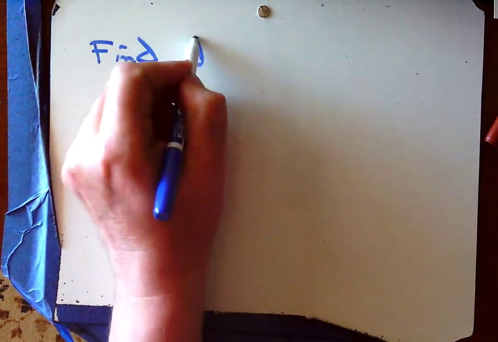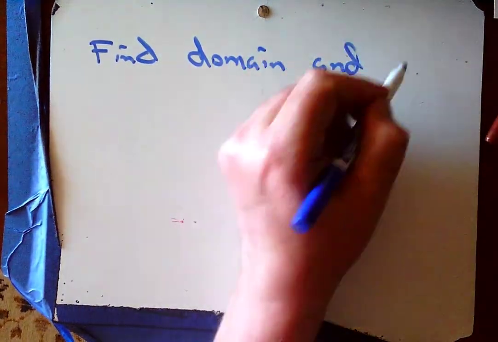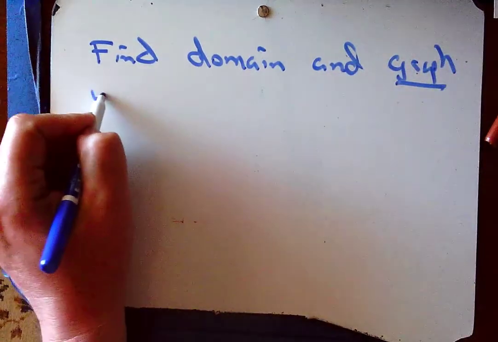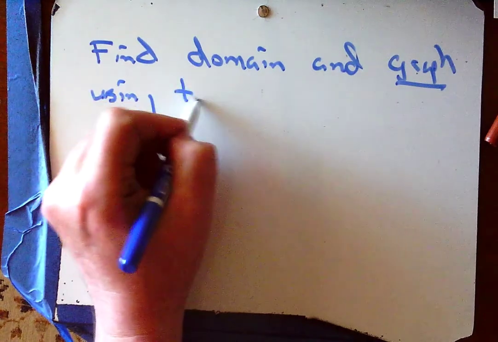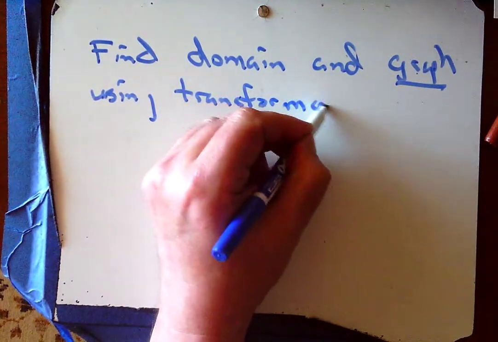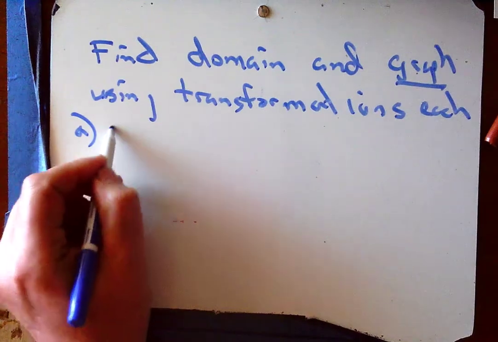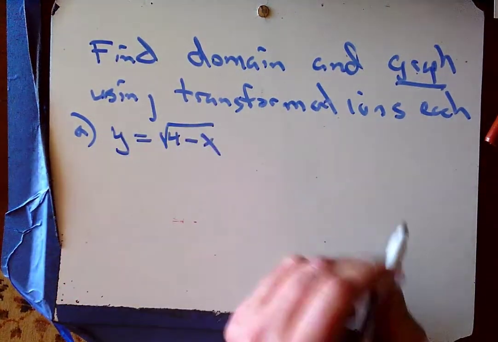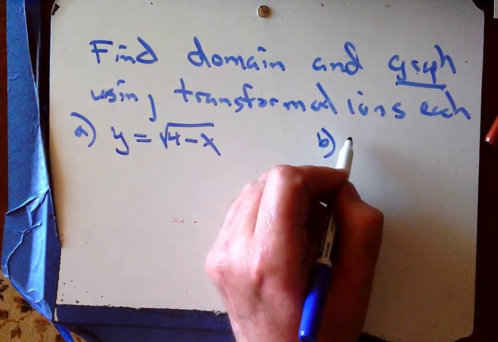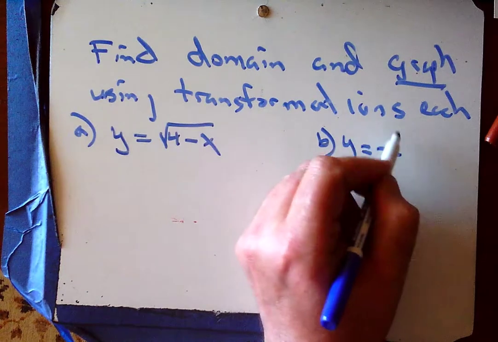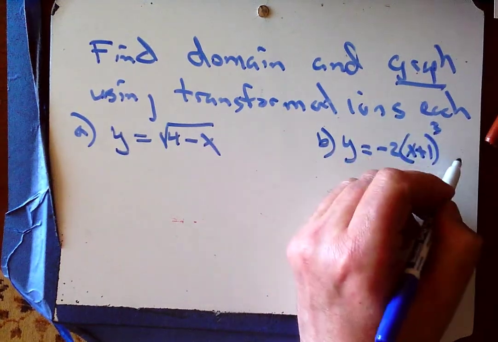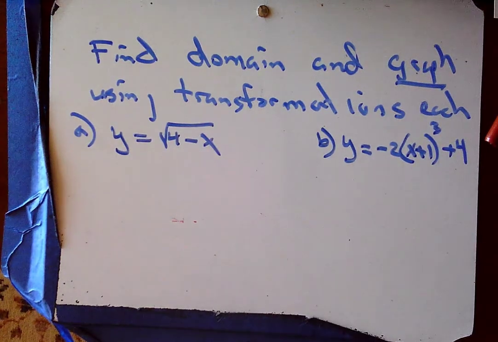How about for bell work, we say, please find the domain and graph using transformations each. A, y equals square root of 4 minus x, and b, y equals negative 2 times (x plus 1) to the third plus 4. Okay? Just because we talked about those before doesn't mean you don't need to still know how to do them.